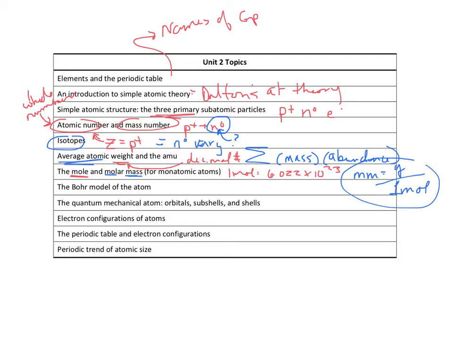Then we talked about electrons, and actually the next three things go together with regard to electrons. The Bohr model of the atom says that basically electrons reside in energy levels, or hang out in E levels.